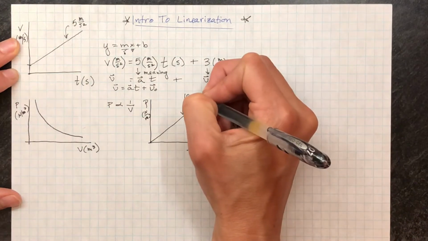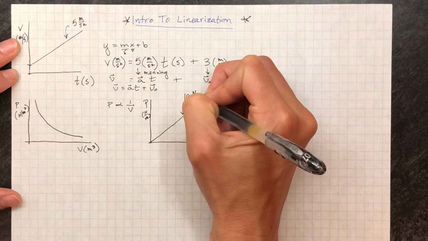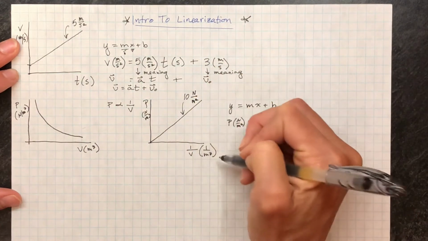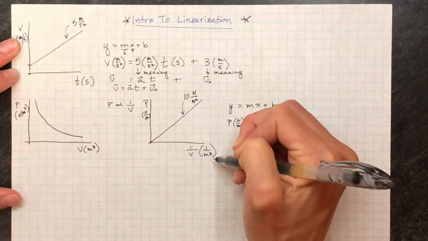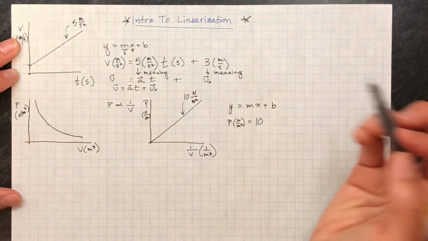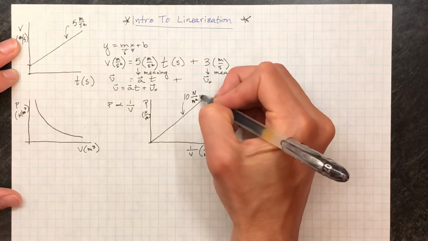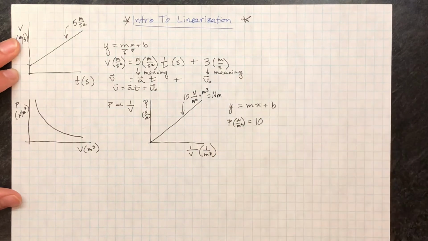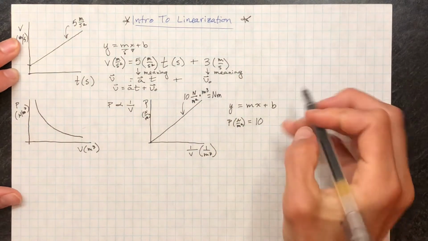So that would be newtons divided by meters squared, divided by 1 over meters cubed. So when you divide by the reciprocal, you multiply by the reciprocal, so we're going to multiply by meters cubed. So that gives us newton times meter. So then that's the unit of our slope.